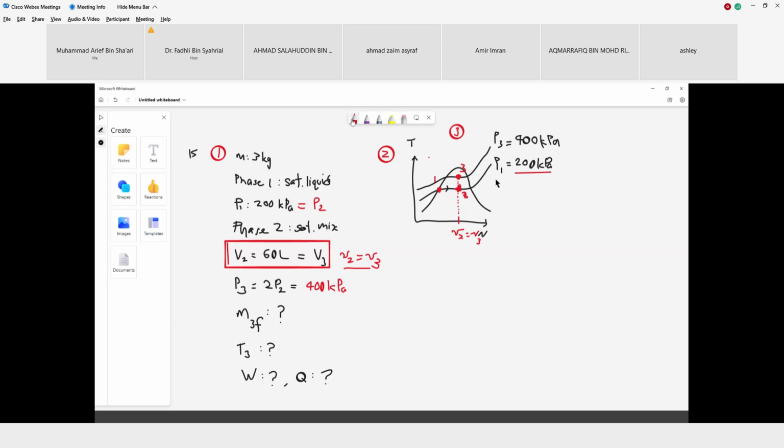Faham, eh? So the process goes from 1 to state number 2 and then moves to state number 3. The process looks like this.